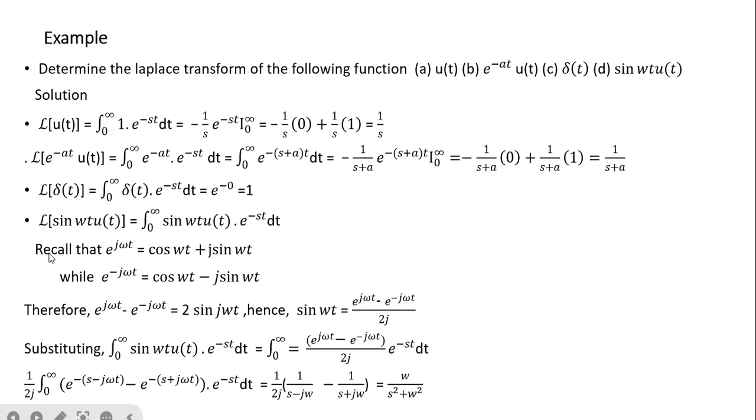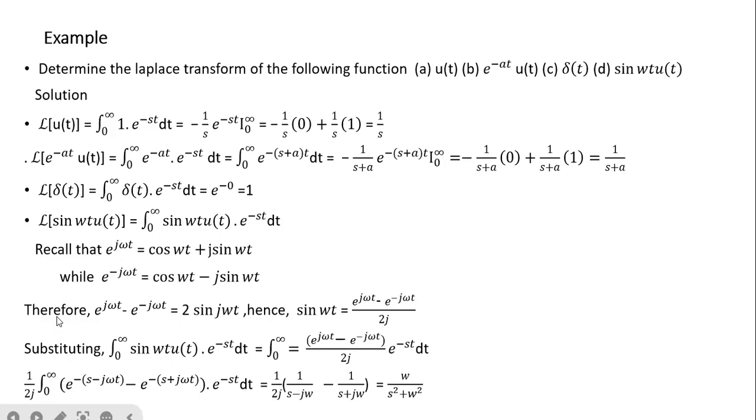You agree with that? You also agree that e^(-jωt) is equal to cos ωt minus j sin ωt. Now, if you agree with that, let us also consider this situation. What if we say this minus that? That is to say, this minus this. So if we do that, we're going to have this minus this minus this.